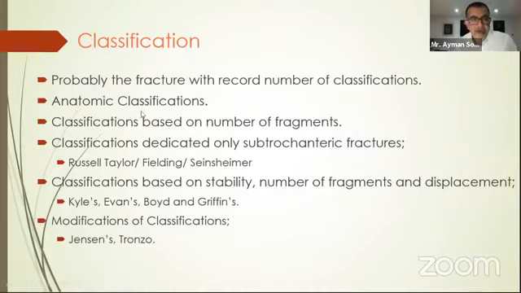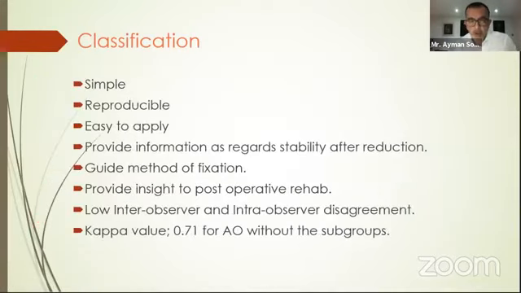There's anatomic classifications, classification by number of fragments, subtrochanteric classifications only, and the ones that I tend to like very much is classification based on stability and number of fragments. And there's also modifications of classifications. I'm going to talk about 3 classifications only.